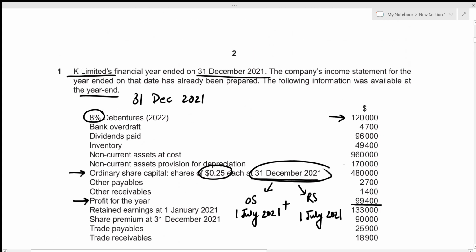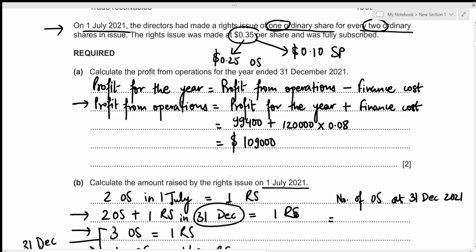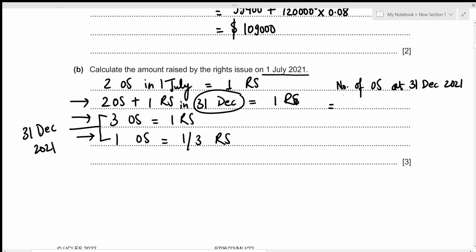So let's have a look at the total value. So the total value of ordinary share capital is 480,000 and the nominal rate is 0.25. So we can easily figure out our number of ordinary shares. That's just going to be the total value of 480,000 divided by the nominal rate of 0.25, which gives the number of ordinary shares at 31st December 2021 to be 1,920,000.